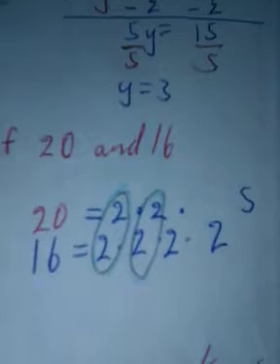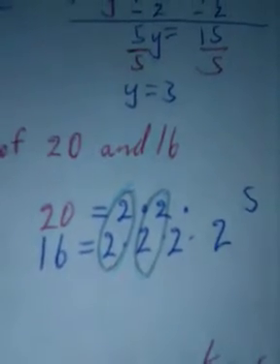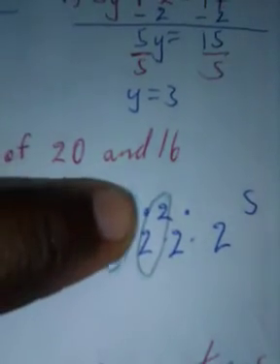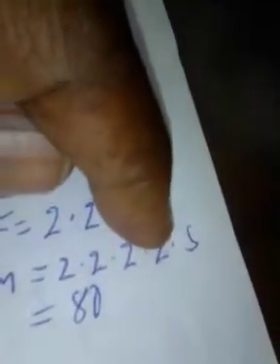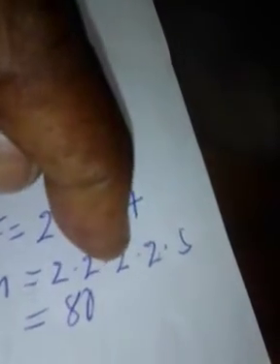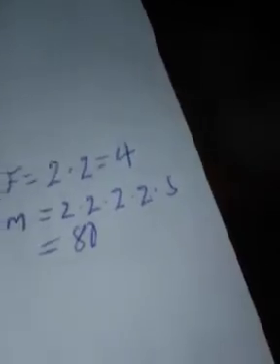Now, the LCM is the smallest number that both of these can go into, so I end up with 2 times 2 times 2 times 2 times 5, right? 5 times 2 is 10. 10 times 2 is 20. 20 times 2 is 40. 40 times 2 is 80. So the LCM is going to be 80.